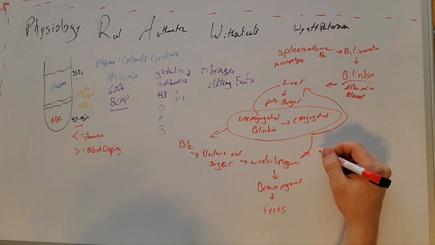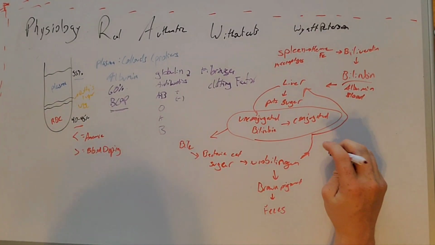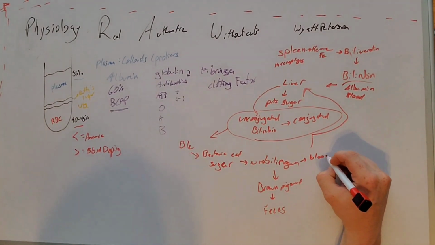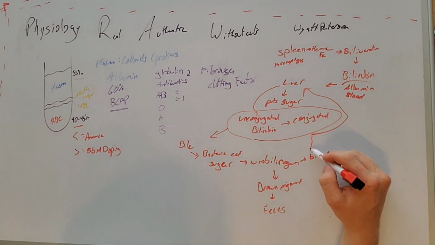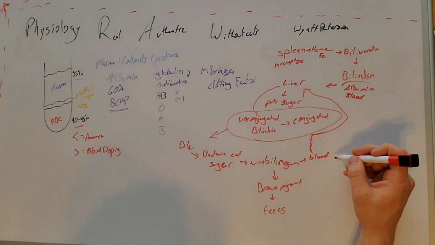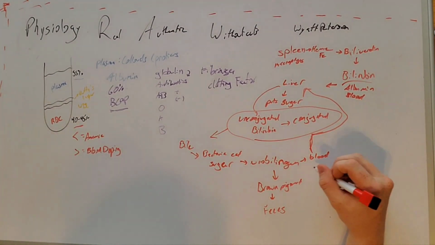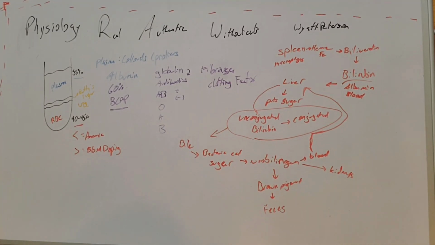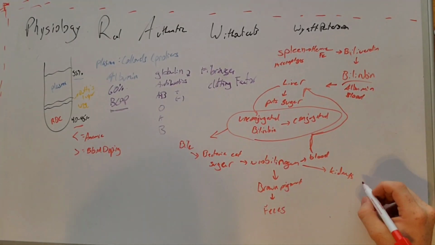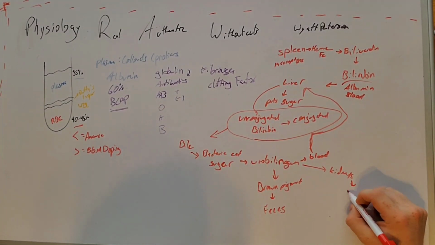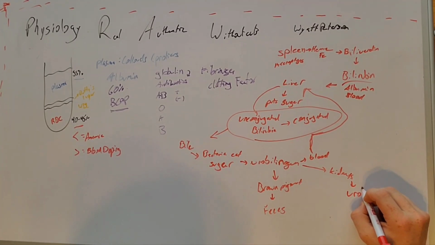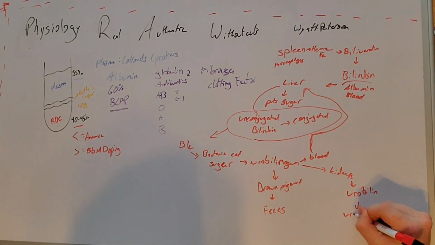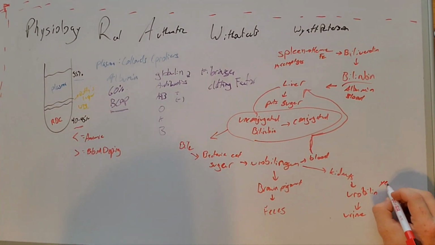And the other part, oh wait, sorry, I skipped a step. It could either be reabsorbed in the intestine and go back into the blood, where it could go back to the liver and restart, or it could go into the kidneys. And then this urobilin is then released into the urine. It has a yellow color.